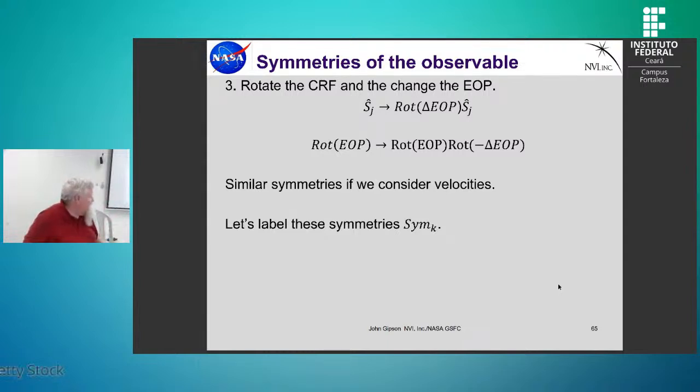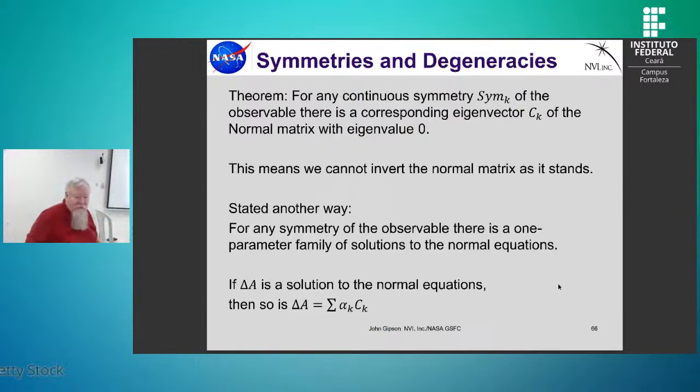Now I come from physics, and in physics, symmetries are a big deal. So my claim is that for each symmetry you have, there is an eigenvector of the normal matrix with eigenvalue 0. And this means you cannot invert the normal matrix. So then there's a one parameter family of solutions based on each symmetry. If I have one solution, I can get another solution by just adding in this thing.